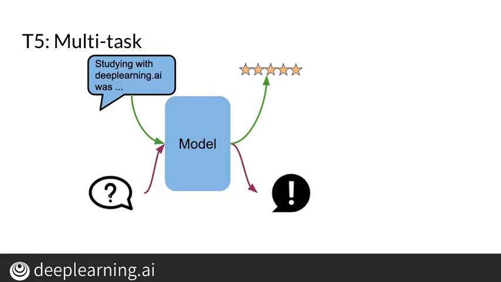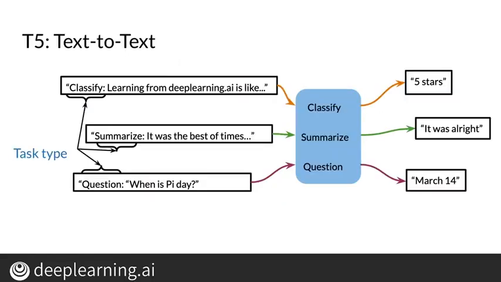Or if you feed in a question, how do you know it's not going to return some numerical output or some text version of a numerical output? So let's see how to do this. Over here is an example where, let's say you're trying to classify whether this is 5 stars or 4 stars or 3 stars. So you append the string "classify", for example, and then it classifies it, and you get 5 stars.